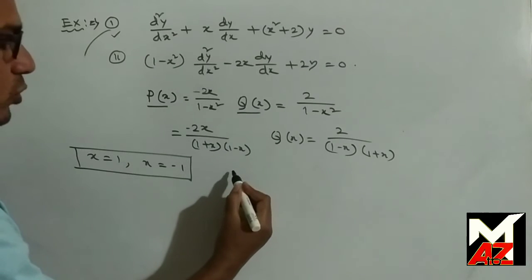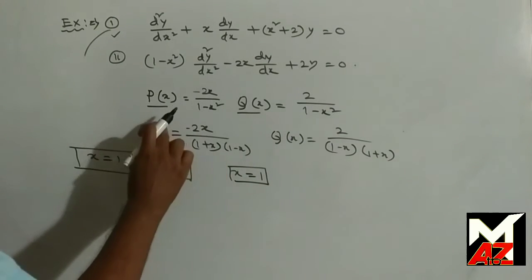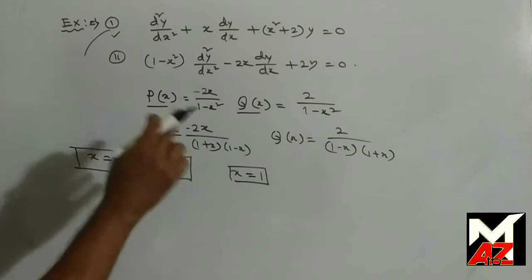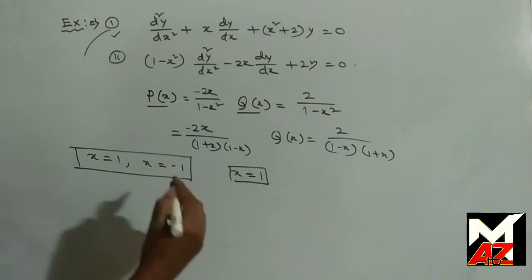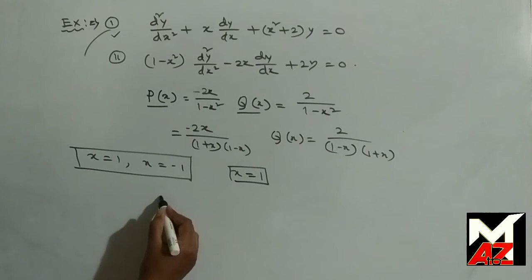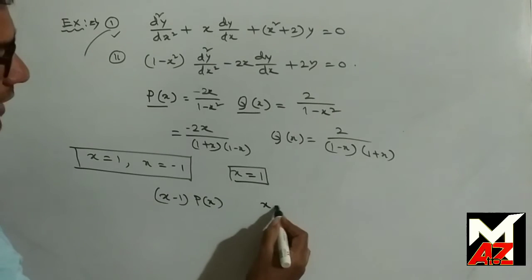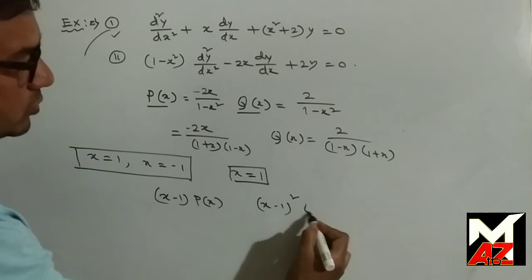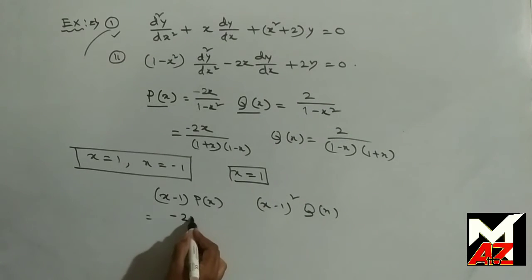But if we take x equal to 1, then p of x and q of x are both not analytic at x equal to 1. Now if we take (x minus 1) into p of x and (x minus 1) whole square into q of x, then we get minus 2x by 1 plus x.